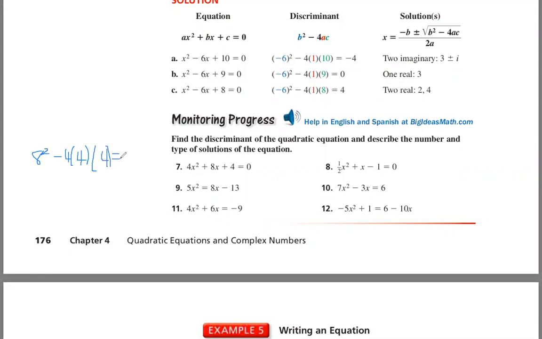Okay. So if you do your math real quick, it'd be 8 squared, which is 64, and then whatever 4 times 4 times 4 is, which is also 64. So this one actually does equal 0. So my discriminant is equal to 0. So what that tells me is there's only 1 real solution.